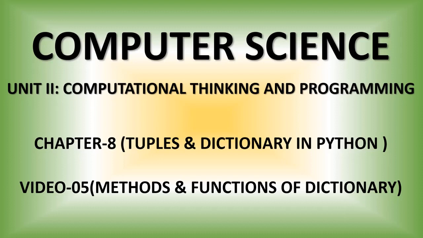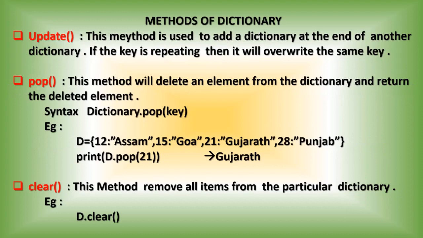In this class we will see different methods and functions of dictionary. Last class we discussed dictionary. A dictionary is an unordered collection of elements, and each element is a key-value pair. Each element consists of a key and a value. Now we can see different methods of dictionary. The first one is update.